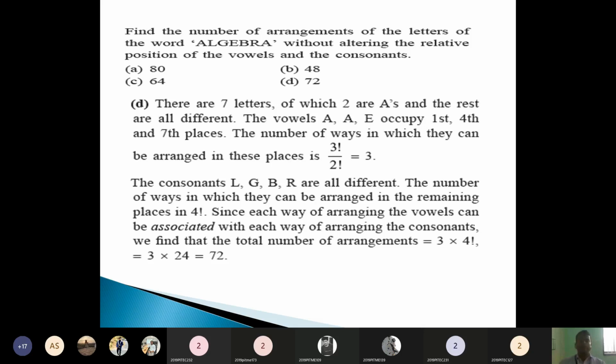Then we have the consonants. There are 4 consonants, and all 4 are different, distinct.